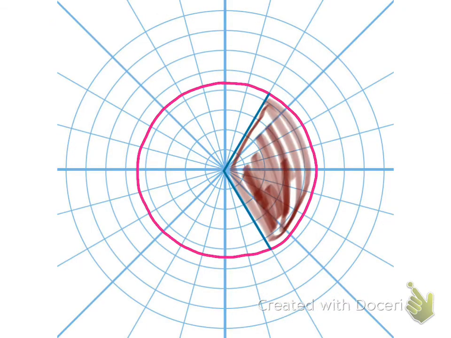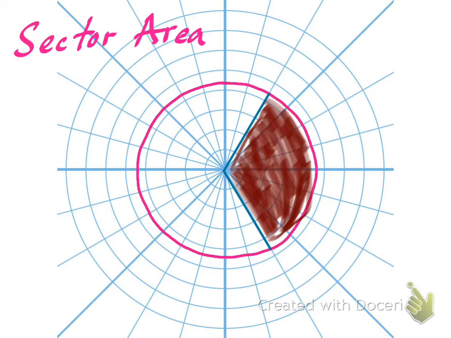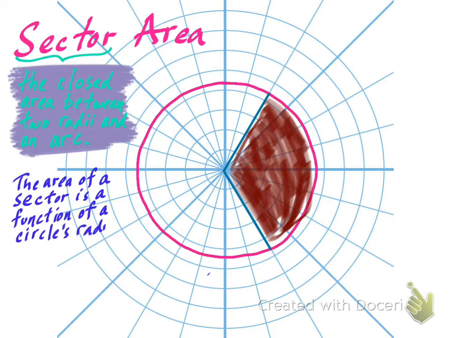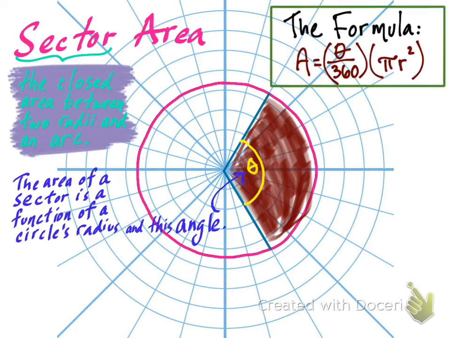Let's talk about the area of a sector now. A sector is that pizza slice kind of shape. It's defined as the closed area between two radii and an arc. So now we know what an arc is, and I'm sure you know what a radius is. The area between two radii and an arc is called a sector. To calculate its area, this is going to sound familiar, I hope: the area of a sector is a function of the circle's radius and, once again, that central angle. In the same way that an arc was a portion of a circle, a sector is a portion of the circle's area.